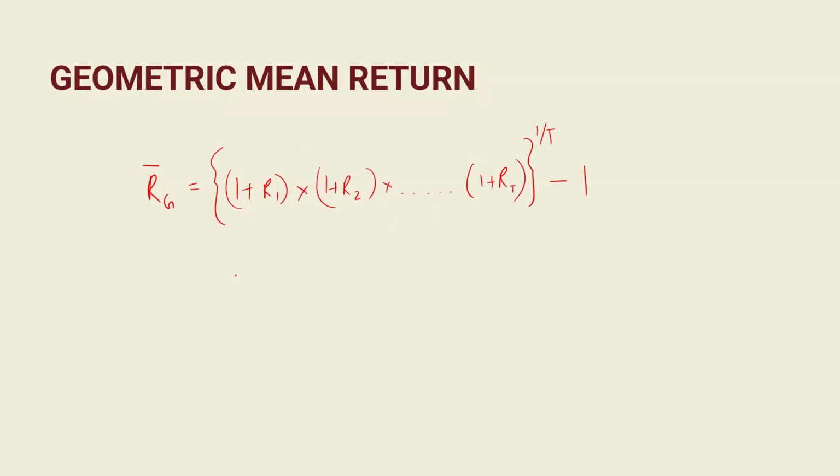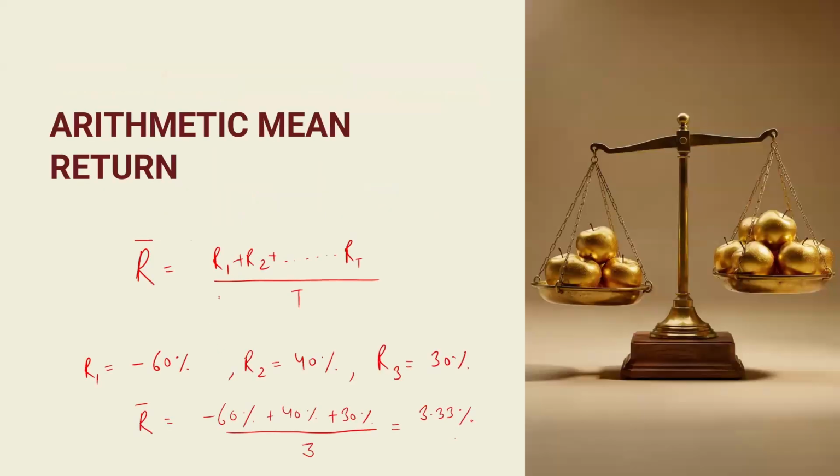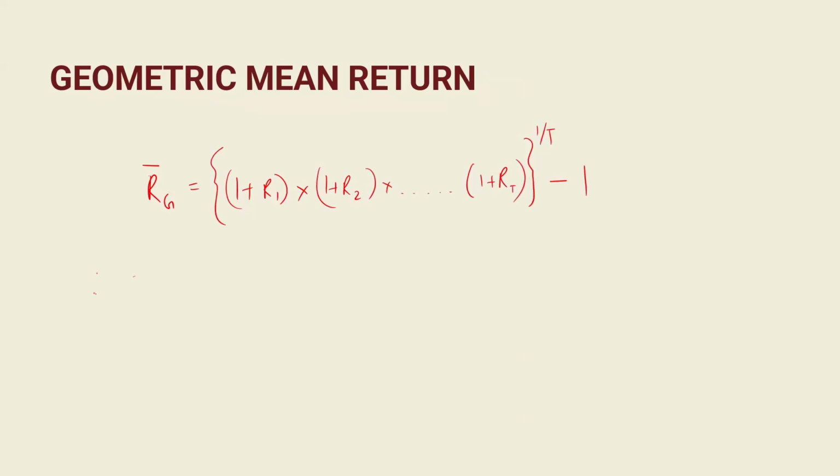So if I want to take the same example, say R1 is given as negative 60%, R2 we took as 40 and 30, right? So R2 is 40 and R3 is 30%. Can you send your answers for the geometric mean in this case? Please send your answers quickly. How much we should get?